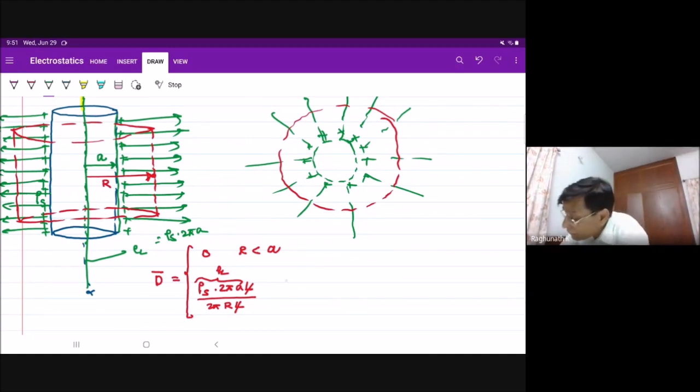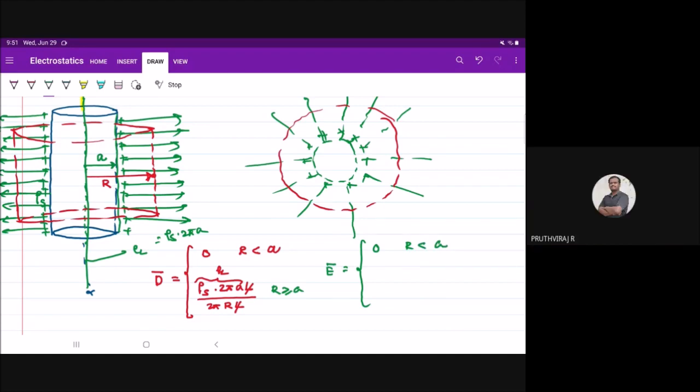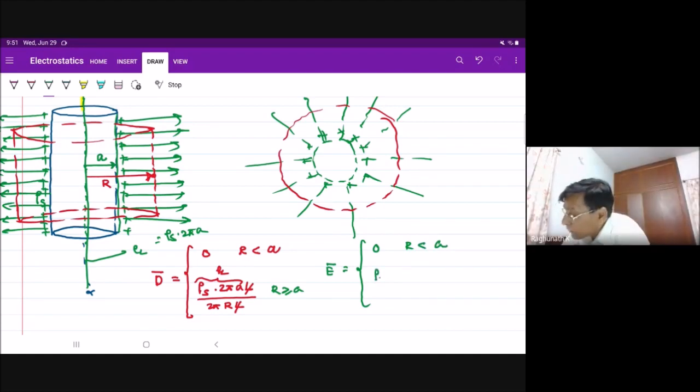So what is E bar? For R greater than or equal to A, E bar at any point is 0 for R less than A. Rho L by 2 pi R. Rho S into 2 pi I will put. The 2 pi and 2 pi get cancelled out now, because rho S is given now. Rho S into A by epsilon times R for R greater than or equal to A.